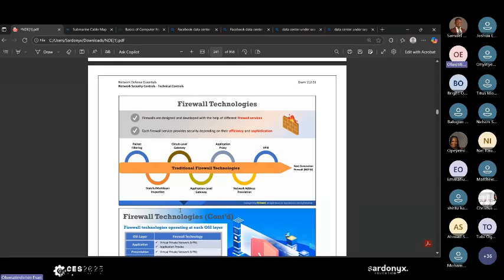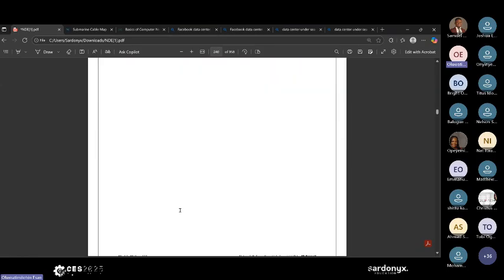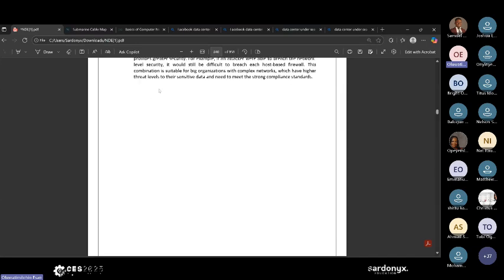There are different firewall technologies. We have the packet filtering firewall. Now for packet filtering, that means the filter is based on packets. Let me also talk about the OSI layer again and protocol data units.